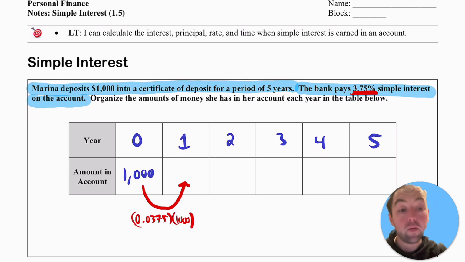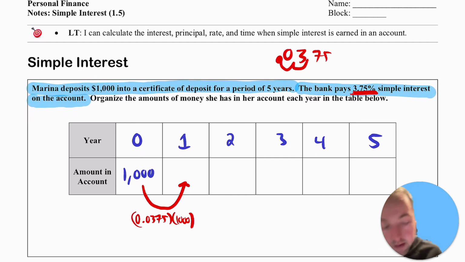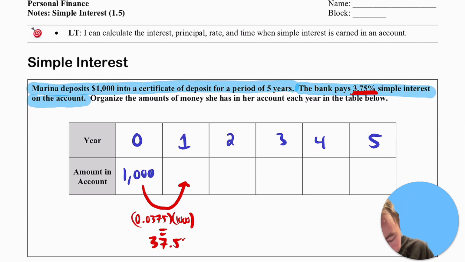What I've written there is the decimal version of 3.75%, which is 0.0375. That's just the result of taking the decimal point of 3.75% and moving it over a couple spots right there. That's where we get 0.0375. And then we're going to multiply that with $1,000. What that does equal is $37.50. So that amount of increase from the end of year 0 to the end of year 1 results in a balance of $1,037.50 for that ending balance.